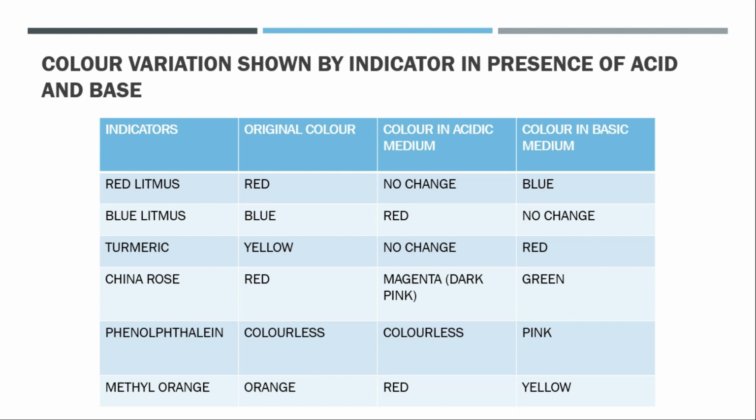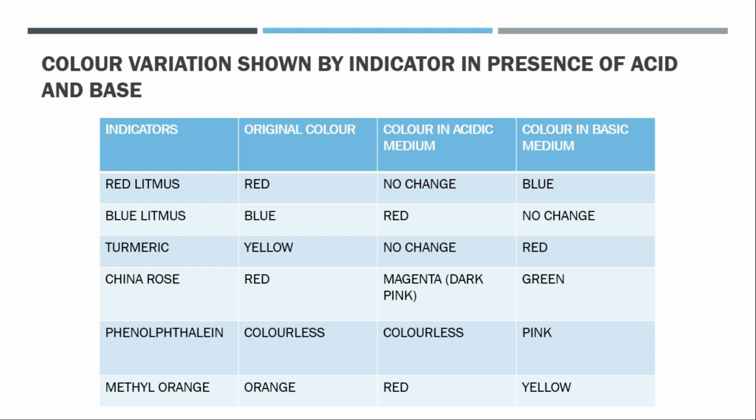Methyl orange, from the name you can get an idea the color of the indicator is orange, whereas in acidic medium it changes to red, and in basic medium it changes to yellow. So these are the color variations of the various indicators in presence of acid and base.